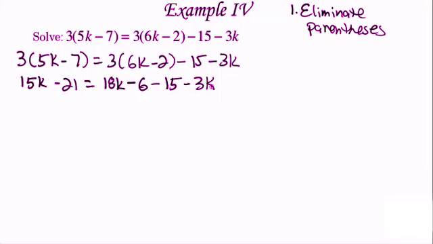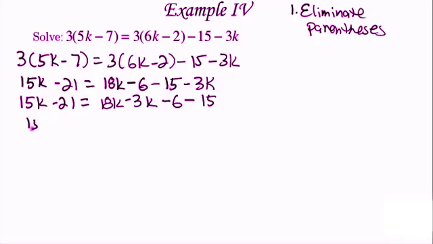Okay, so looking at what I have here, what I can do is actually simplify the right side of that equation. I'm going to rearrange things so that I have like terms next to each other so I can see what's going on a little better. I have 18k minus 3k, and I have minus 6 and minus 15. Okay, that leaves me with 15k minus 21, 18k minus 3k is 15k. Minus 6 combined with negative 15 is negative 21.